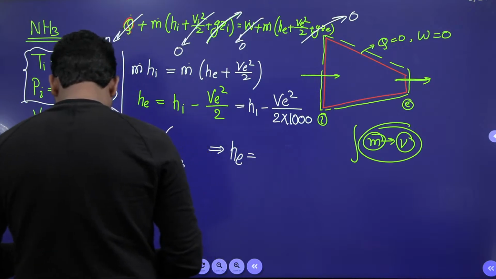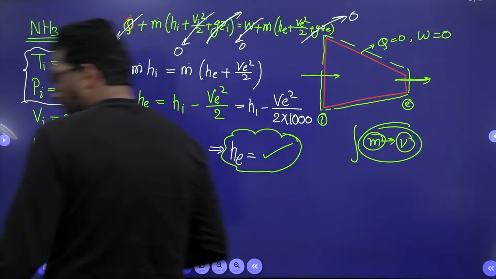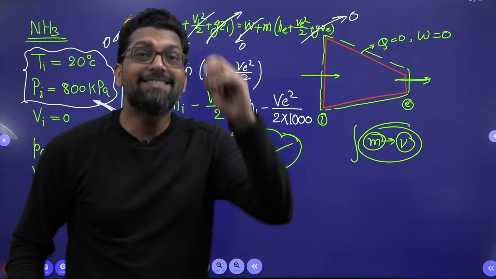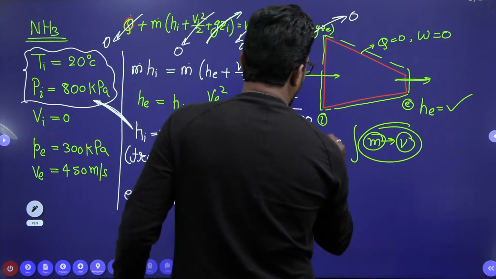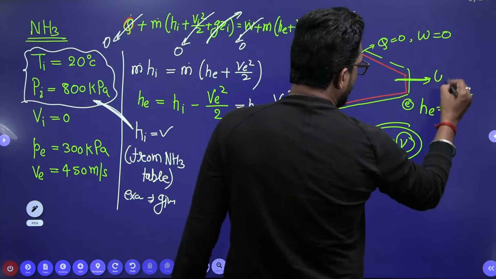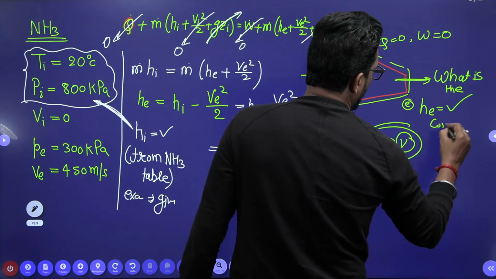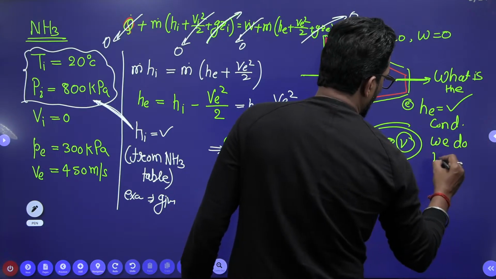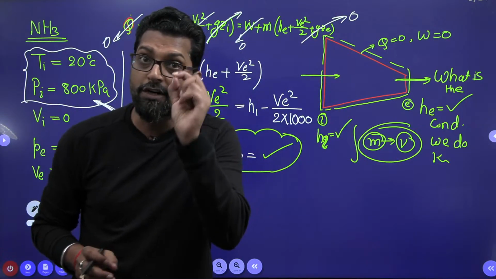So exit enthalpy, okay? You have to calculate the exit enthalpy. But we don't know the condition at the exit. We have the inlet enthalpy and we need the exit enthalpy, but we don't know what the condition is. So for the sake of this calculation, this is the important thing.